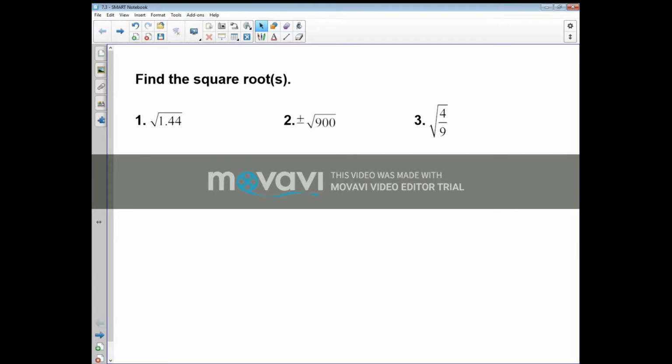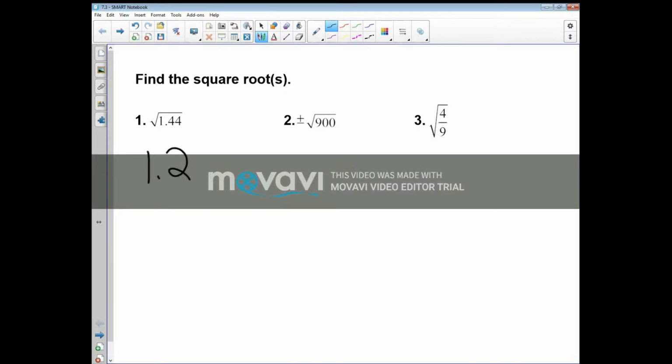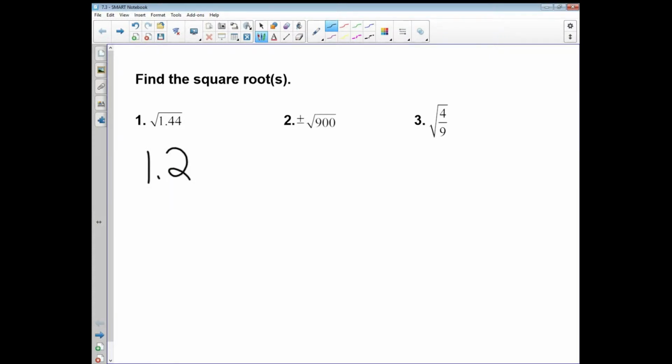All right, so here are the notes then for section 7.3 on the Pythagorean theorem. We're going to go through the answers here really quickly of these warm-up problems. So as you should have been able to figure out, if you take the square root of 1.44, you get 1.2. You can always check that again by multiplying the number you get by itself to get 1.2 times 1.2 equals 1.44. And then we're going to take the square root of 900.